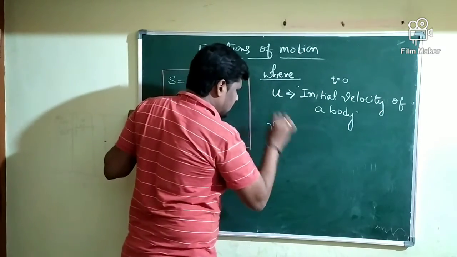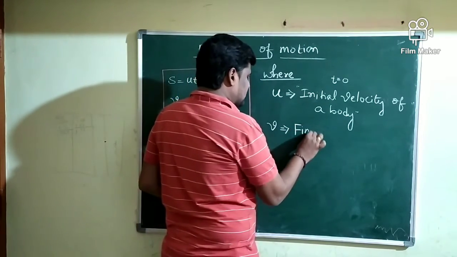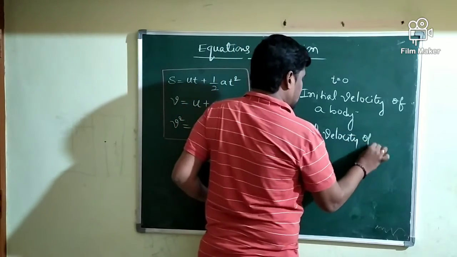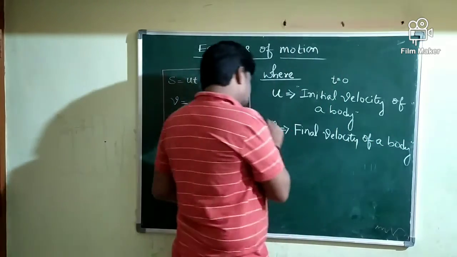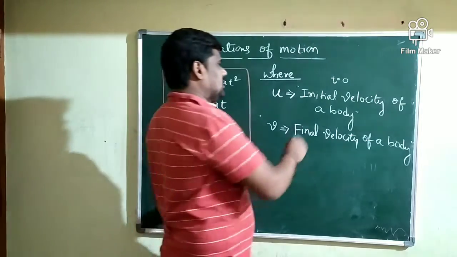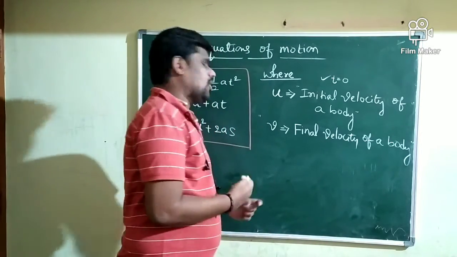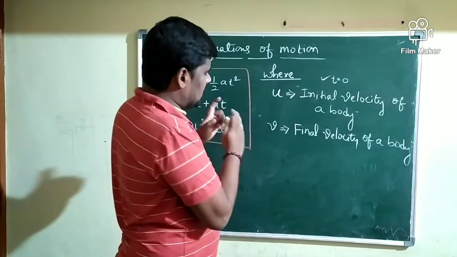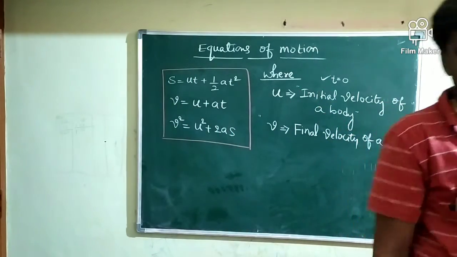Then let me go to the next term, which we call v. What is v here? v stands for the final velocity of a body. When the body starts moving, the body is going to attain some velocity after time t. How much velocity the body attains after some interval of time, generally that velocity we call the final velocity of a body during its motion.